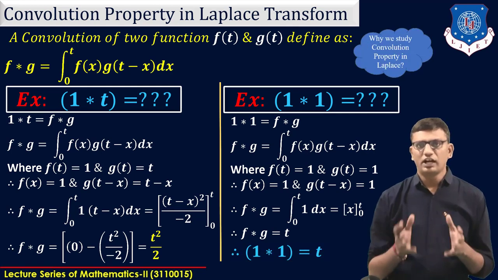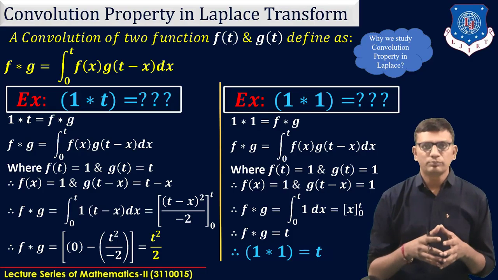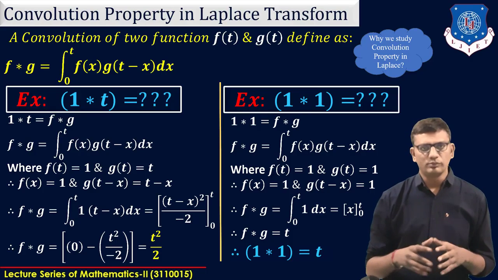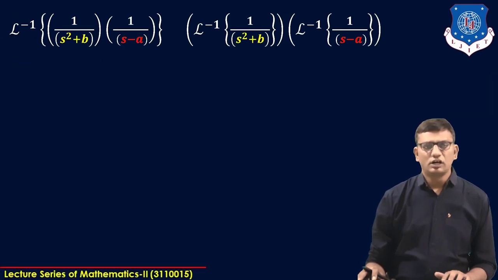Now we have a question: why are we studying the convolution property in Laplace transformation? Suppose we have the inverse Laplace of 1 upon s square plus b into 1 upon s minus a. Can we write it as the inverse Laplace of 1 upon s square plus b into the inverse Laplace of 1 upon s minus a? Actually, they are not equal, so we can't compare these two terms.